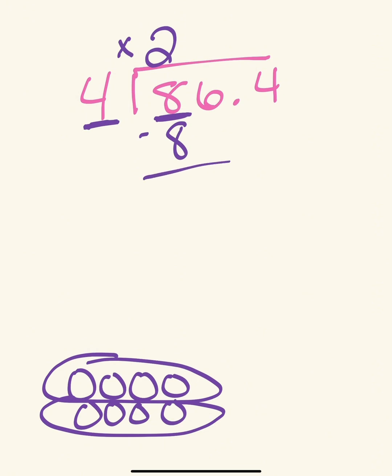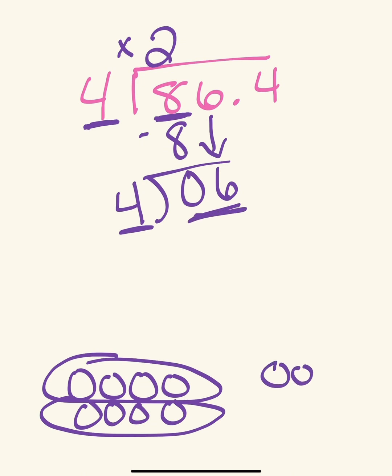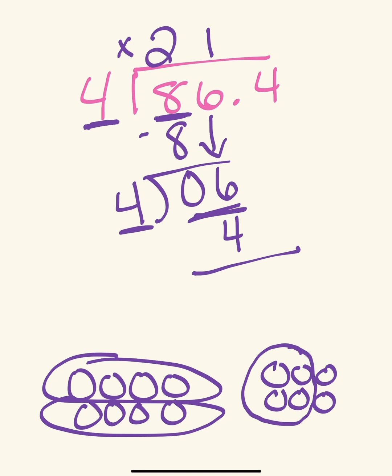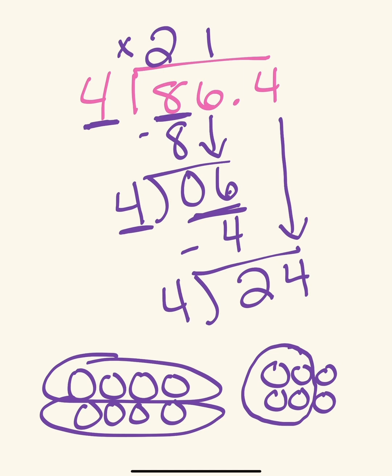Now I'm going to subtract. 8 minus 8 is 0. You need to bring the next number down. We are going to repeat. So again, my question is, how many equal groups of 4 can I make out of 6? Well, if I have 6 pieces of candy, I can only make 1 group of 4. So that is the number that is going on the top. 1 times 4 is 4. 6 minus 4 is 2. We have to repeat this step and bring the 4 down. How many equal groups of 4 can I make out of 24?